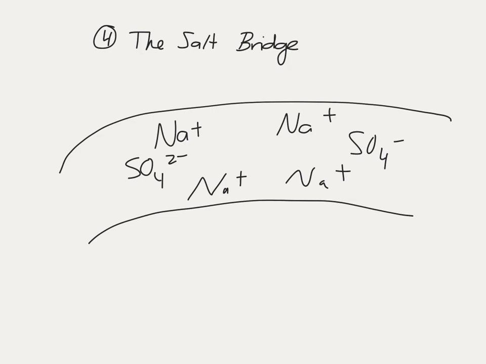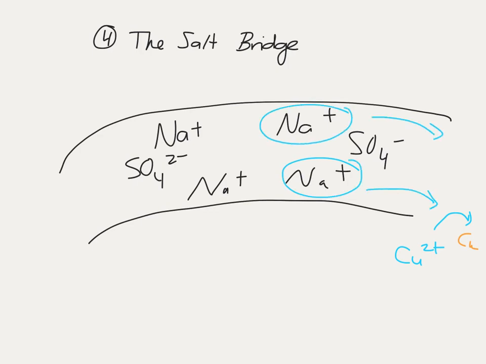If we remember correctly, the copper 2+ ions that we were just talking about are going away and they're turning into copper solids. That means that our beaker on the right-hand side is losing positive charge. That's going to attract my sodiums in my salt bridge over to that area that now has a positive deficiency. In fact, that beaker would have too many sulfates left over.